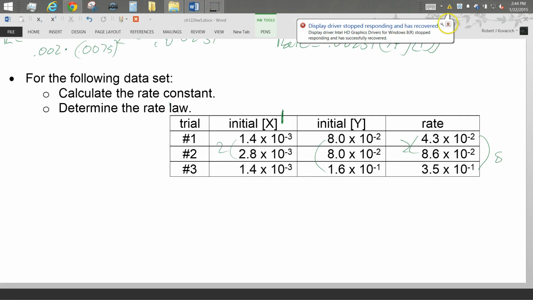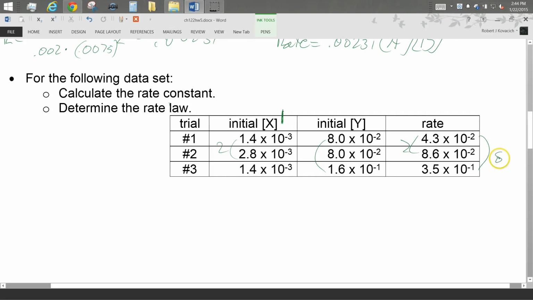Cool. So this is about 8. And so that makes this second order. No, that does not. That makes that third order. 2 to the third is 8. All right, so then I'm going to pick the first trial again.